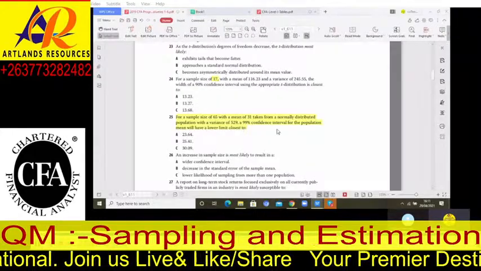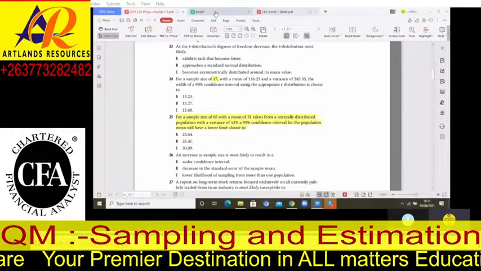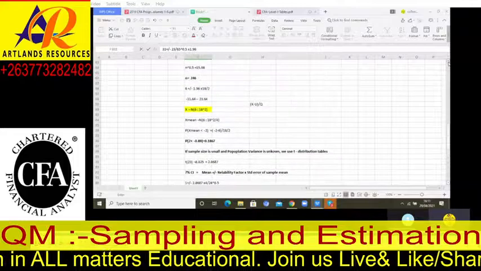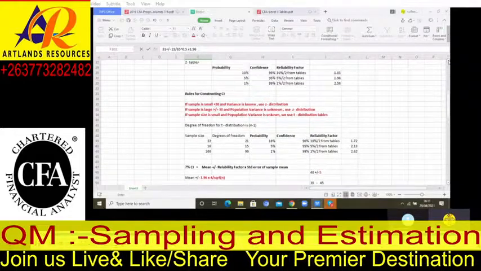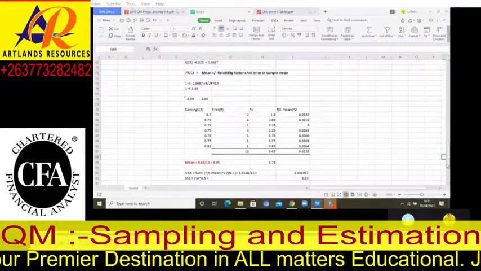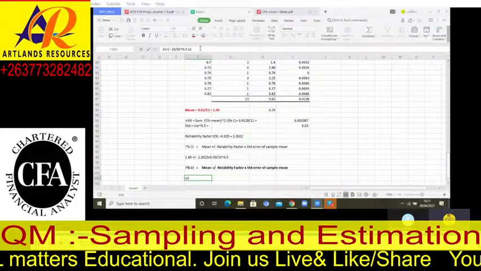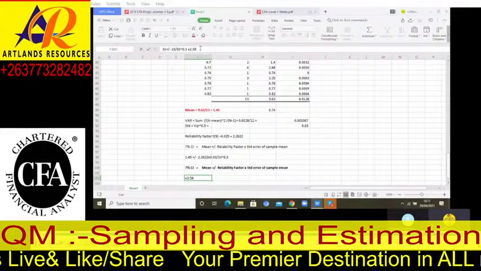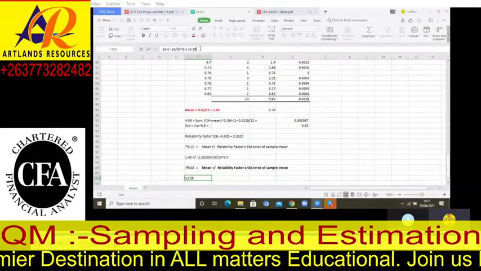I check what the question wants. The question says 99% confidence interval, not 95. So my reliability factor, I took the 1.96. I was supposed to pick the 99% one, which using Z, not using T, is 2.58. So I was supposed to use 2.58 as my reliability factor here. So not 1.96 but 2.58. 2.58 equals, right, 7.36.